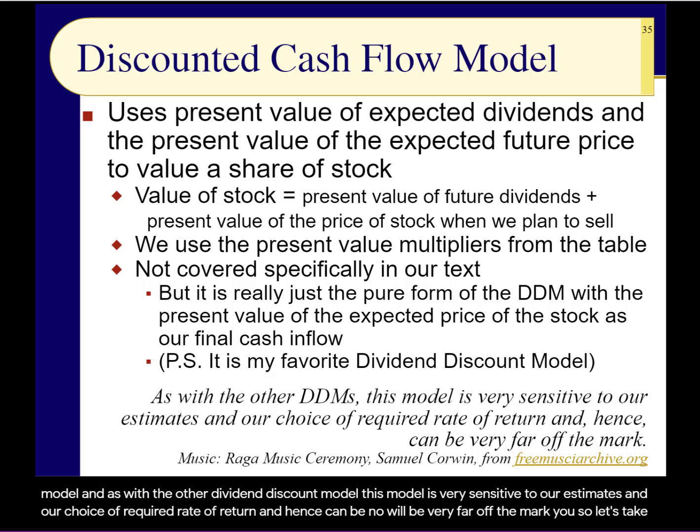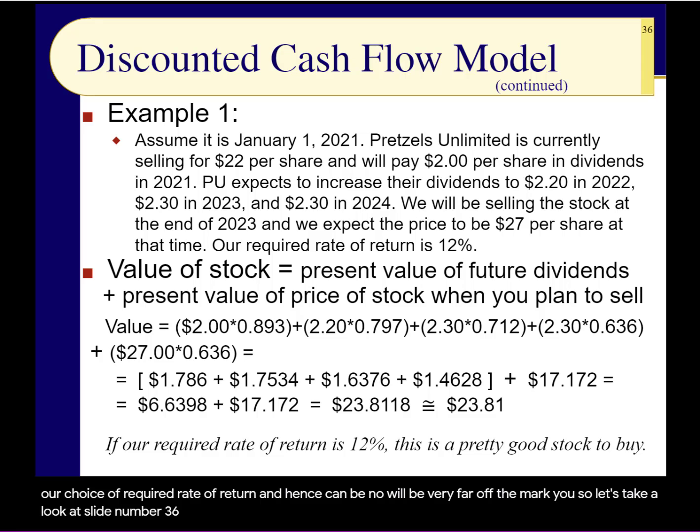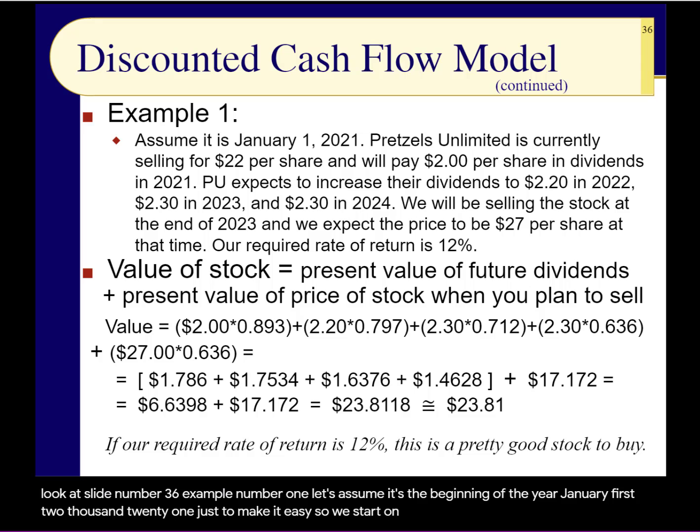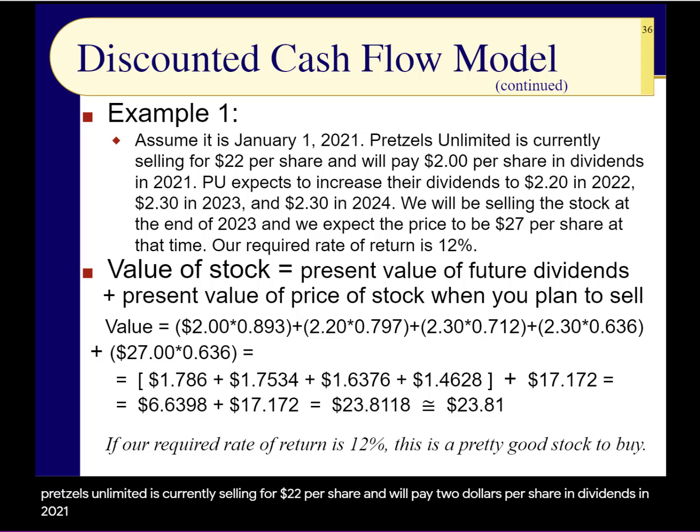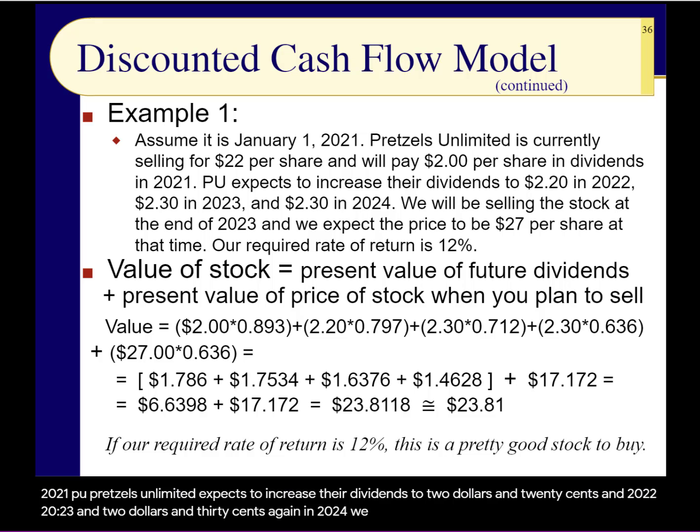So let's take a look at slide number 36. Example number 1. Let's assume it's the beginning of the year, January 1st, 2021, just to make it easy. So we start at the beginning of every year. Pretzels Unlimited is currently selling for $22 per share and will pay $2 per share in dividends in 2021. PU, Pretzels Unlimited, expects to increase their dividends to $2.20 in 2022, $2.30 in 2023, and $2.30 again in 2024. We will be selling the stock at the end of 2024.